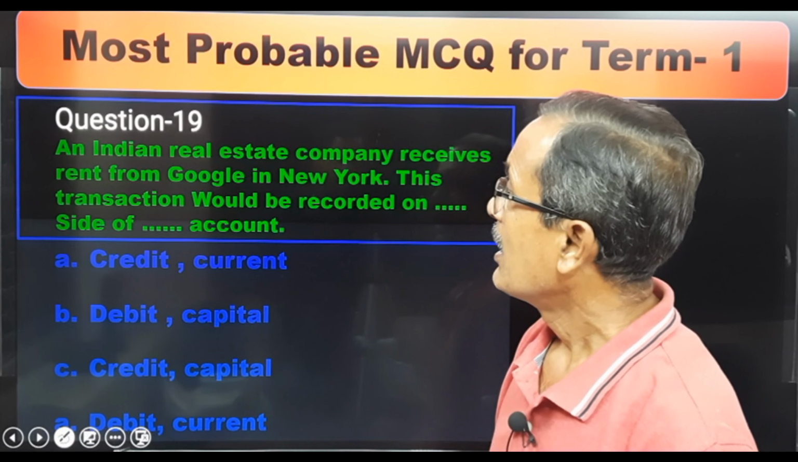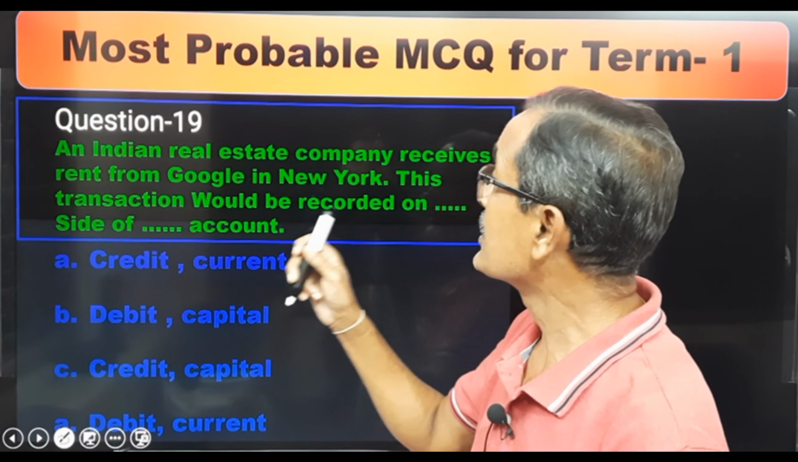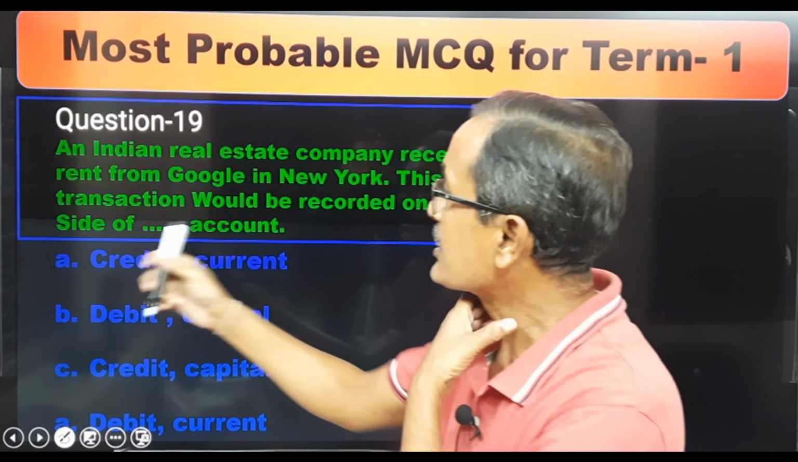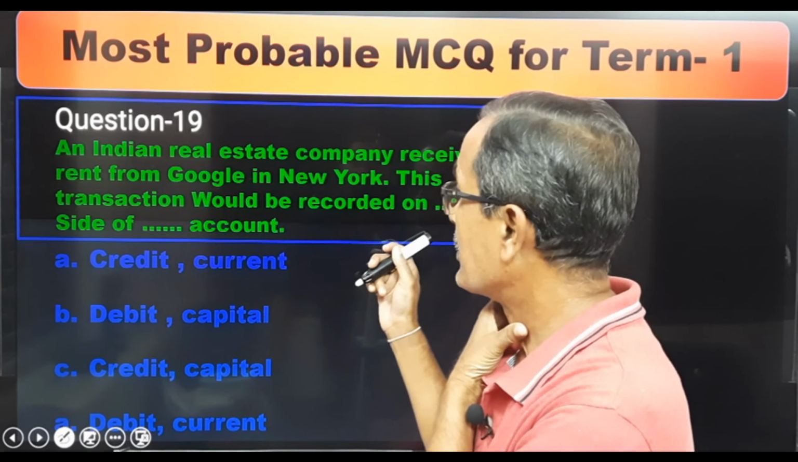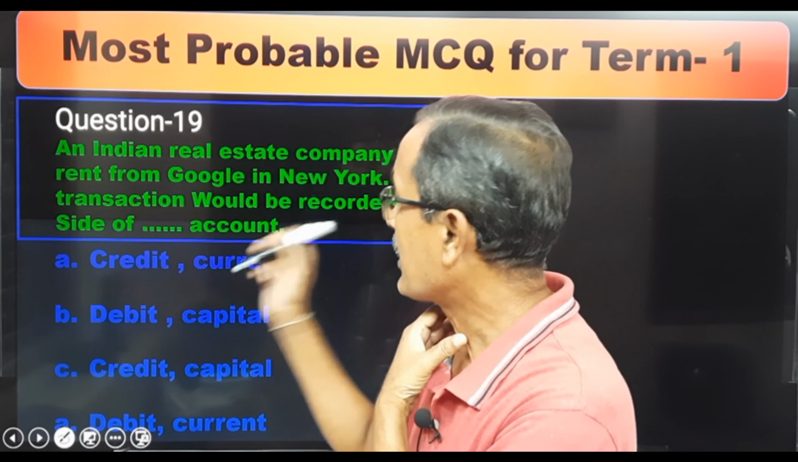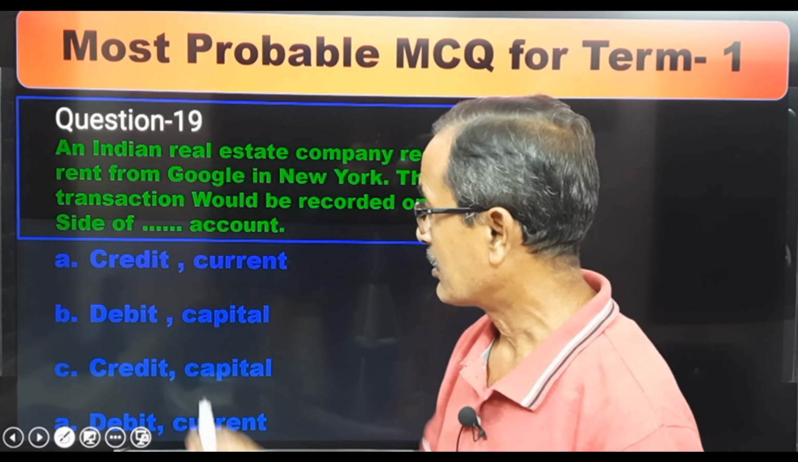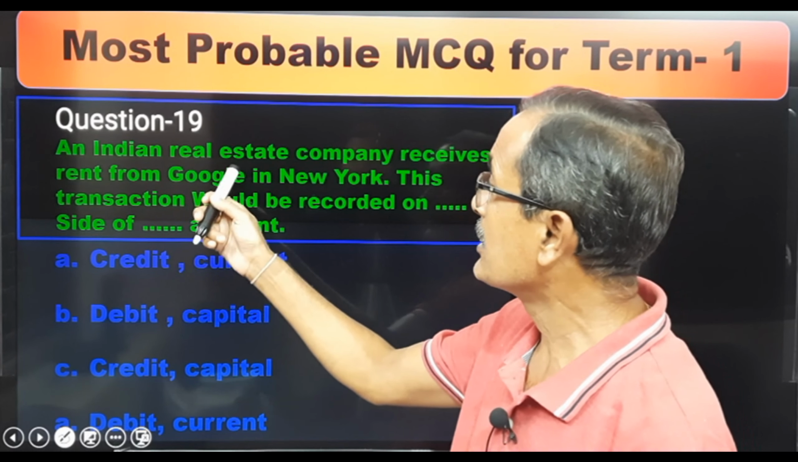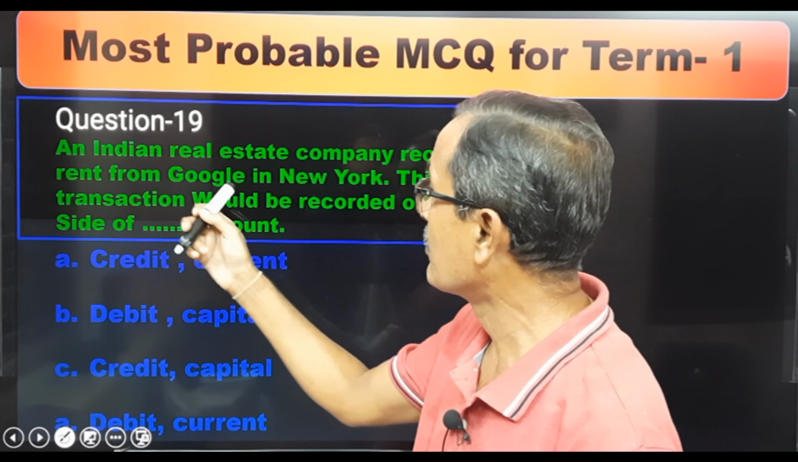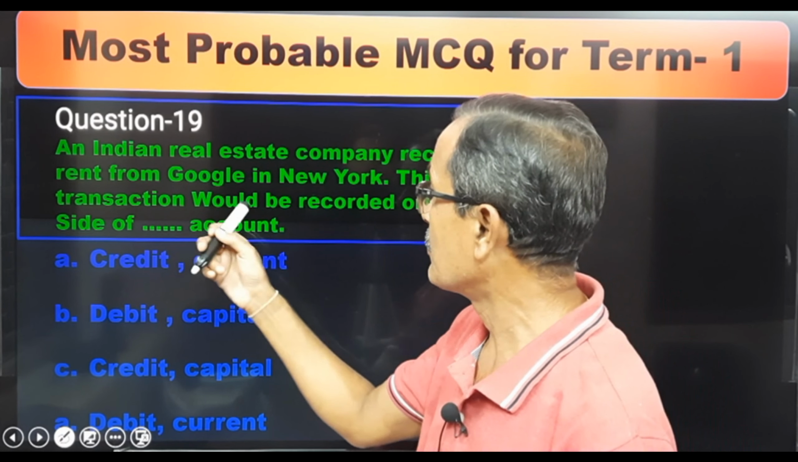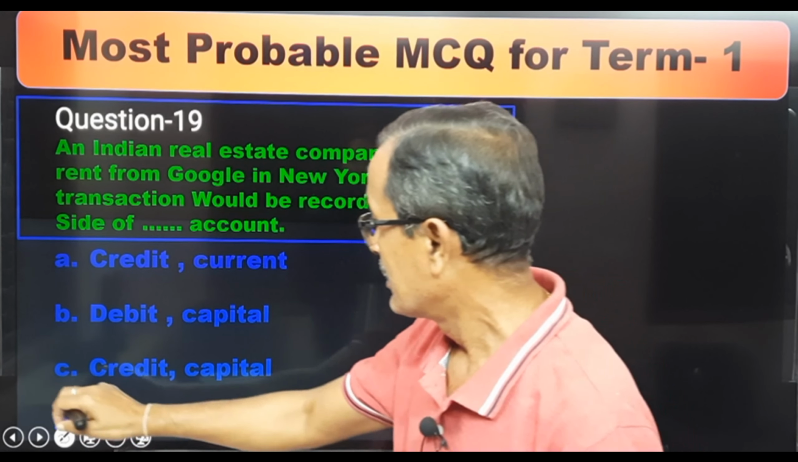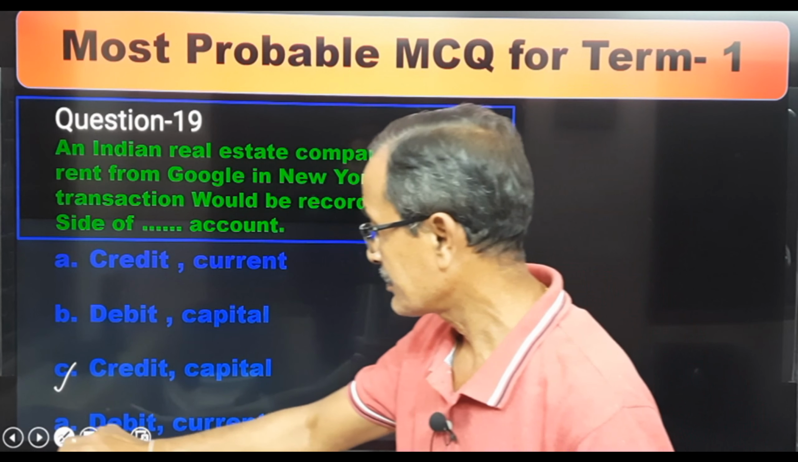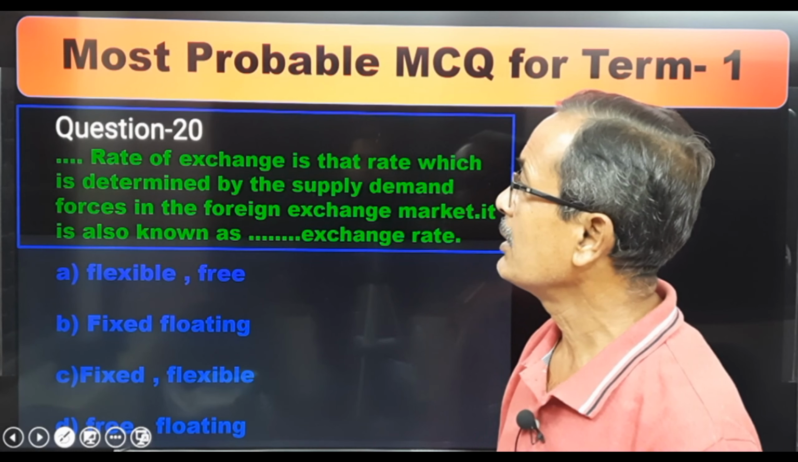Question 19. An Indian real estate company receives rent from Google in New York. This transaction would be recorded on dash side of account: credit, current account; debit, capital account; credit, capital account. Which one? An Indian real estate company receives rent from Google in New York. This transaction would be recorded on credit and capital account. Okay. Next, question number 20.